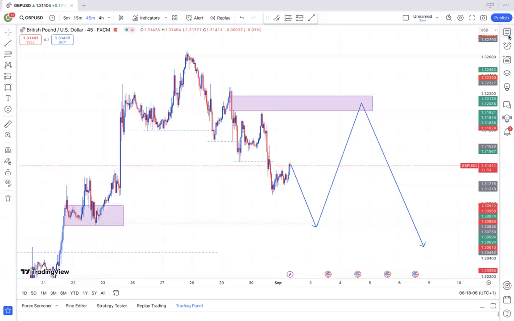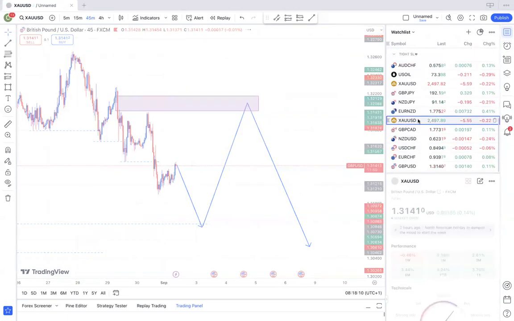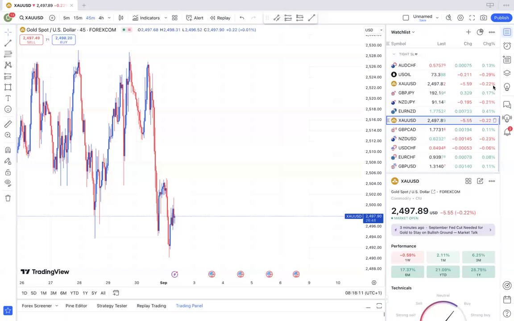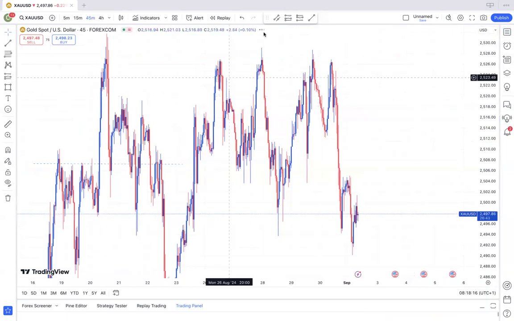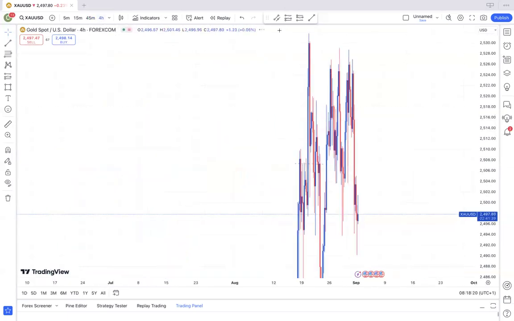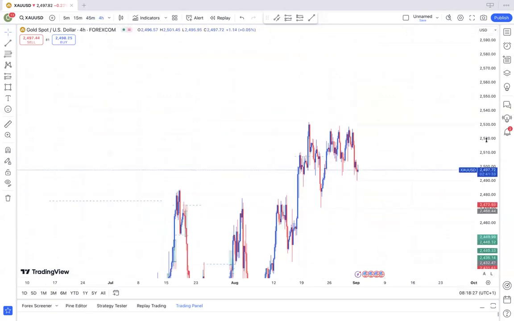And I will be dropping more updates during the week for that. Now let's look at XAUUSD. Now for gold, what do we have here? What do we have for XAUUSD?